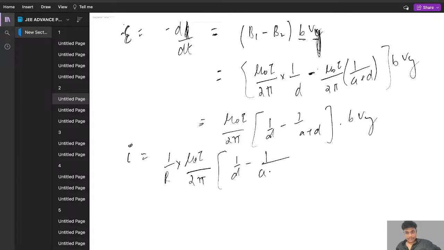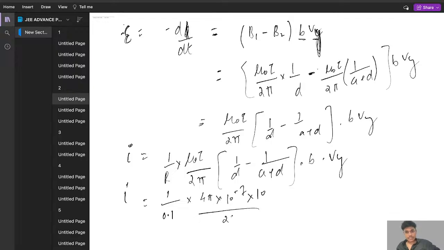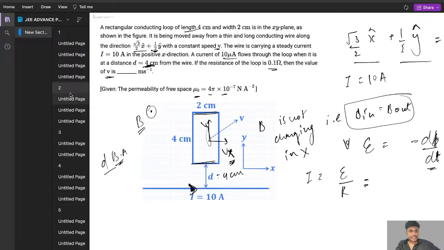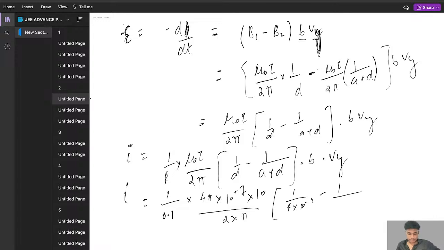1 upon a plus d into b into vy. Now put the value, that is our r is equal to 0.1, into mu, that is 4 pi into 10 raised to power minus 7. What is our I, that is 10 upon 2 into pi, into 1 upon d, 4 into 10 raised to power minus 2, minus 1 upon a plus d, that is equal to 8. So that is our 8 into 10 raised to power minus 2. What is the value of b? That is 2 into vy.